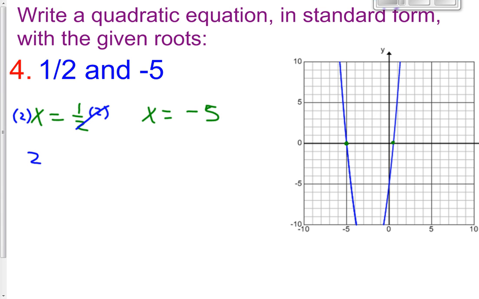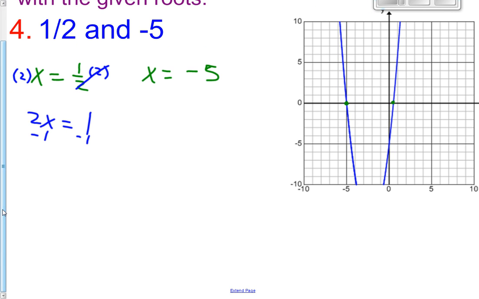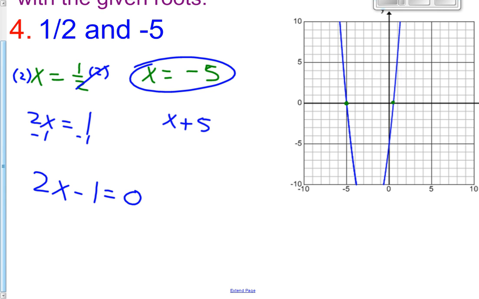And so then we would get 2x equals 1. And now let's subtract 1 from both sides. And now we would get a 0 on the left. So 2x minus 1 equals 0. Okay, that one's done. And now this one over here is quite simple. All you got to do is add 5. So x plus 5 equals 0.